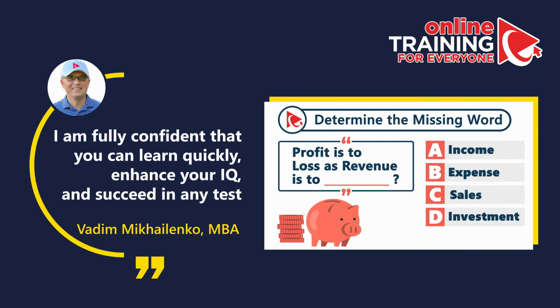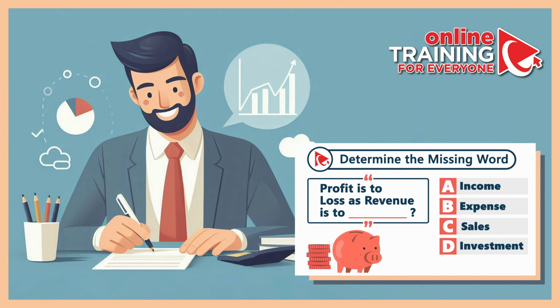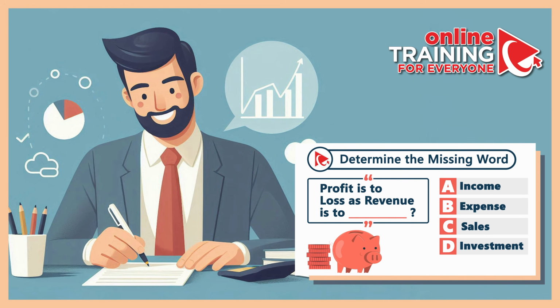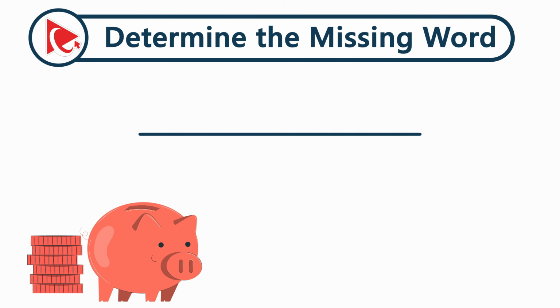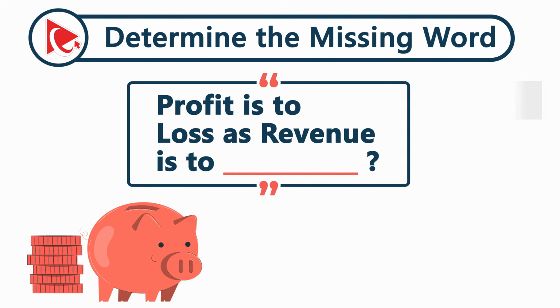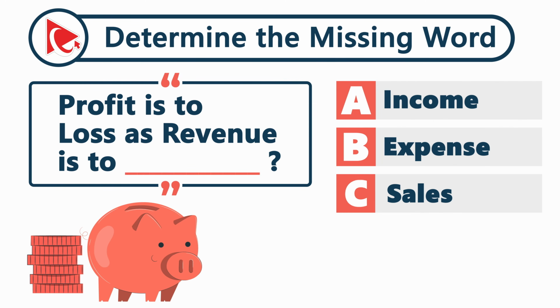When answering this question, picture yourself as an expert mapping out the financial plan. Every option you weigh, every decision you make, strengthens your blueprint for achieving your financial goals. You're presented with a statement, and you need to determine the missing word in this statement. Profit is to loss, as revenue is to... And then comes the missing word, which you need to select out of 4 possible choices. Choice A, income. Choice B, expense. Choice C, sales. And last but not least, choice D, investment.